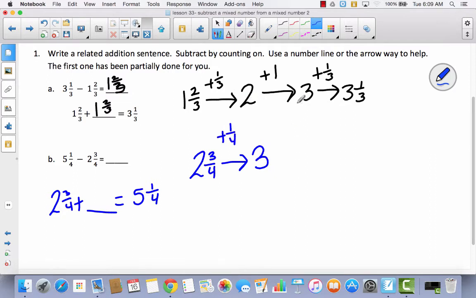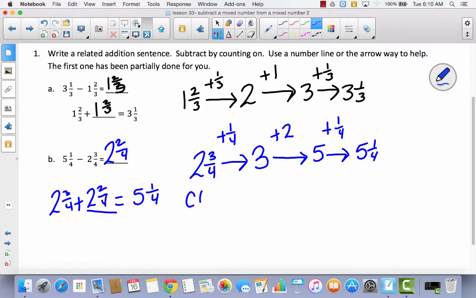Now up here I just went from 2 to 3, but look, I'm trying to get all the way from 3 to 5. So I'm going to go straight from 3 to 5. That would be easy. I know I'm just going to add 2. Now I'm trying to get from 5 to 5 1/4, which would be 1/4. So I add my two fractions together. 1/4 plus 1/4 is 2/4, plus 2 is 2 2/4. So that is the counting up strategy. Okay, I'm counting up and I'm using the arrow way to help model how I'm counting up.